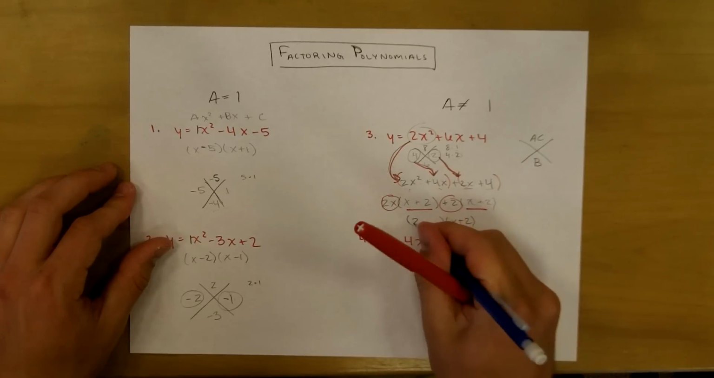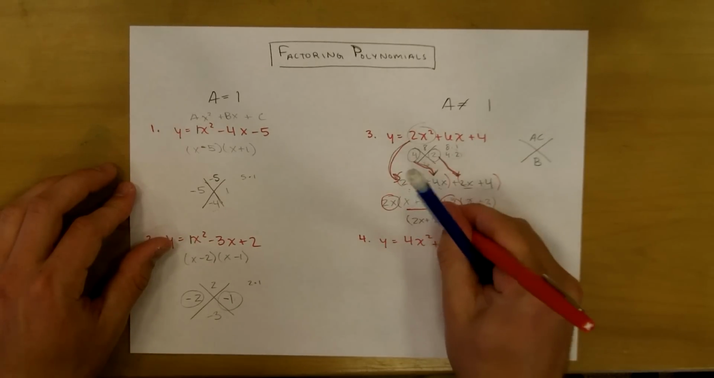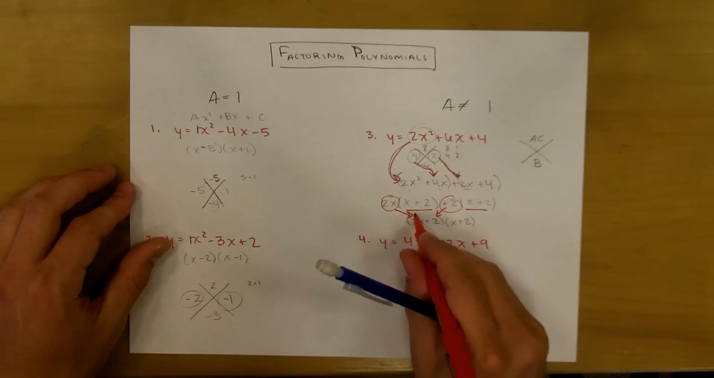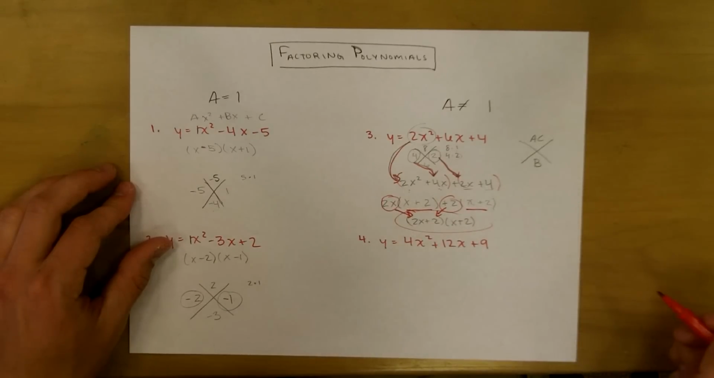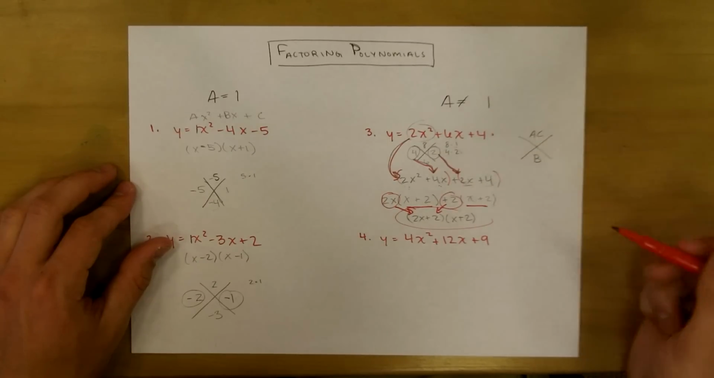You just put them right in there. Okay? And then this is your solution. 2x plus 2 times x plus 2. That is the factored form of this right here.